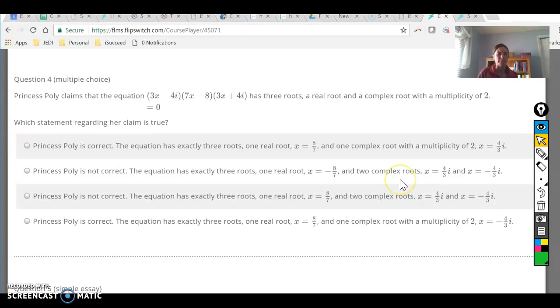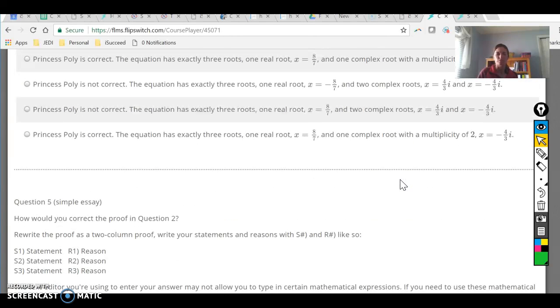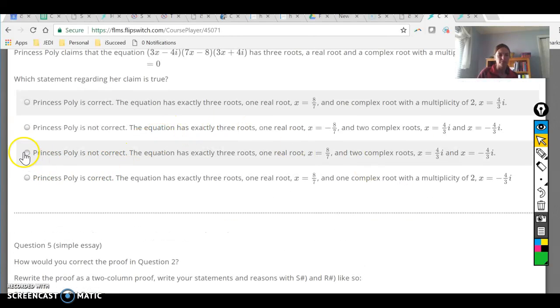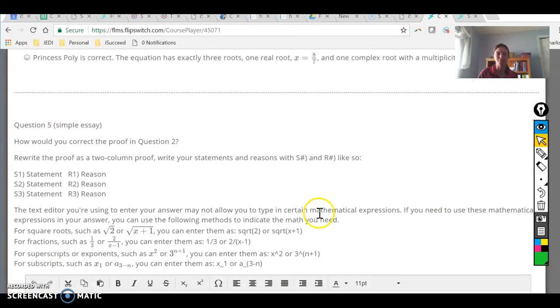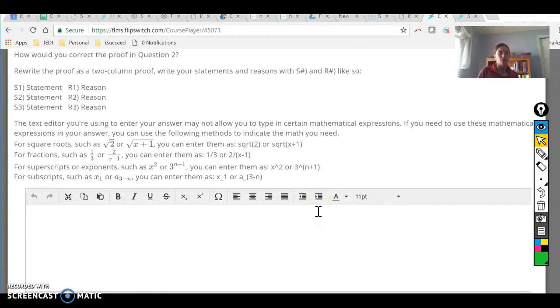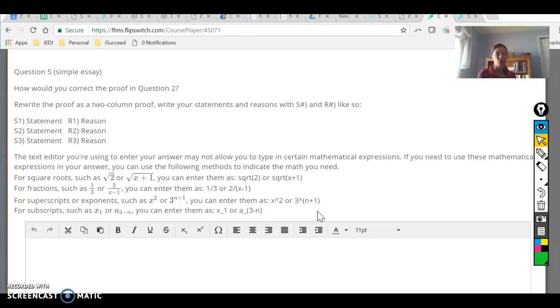Okay. Oops, let's see. Click. There we go. All right. So question 5 wants us to work through what the correct answer for number 2 was, and they want us to do it in proof form. So statement, reason, statement, reason. I have gone ahead and done that.